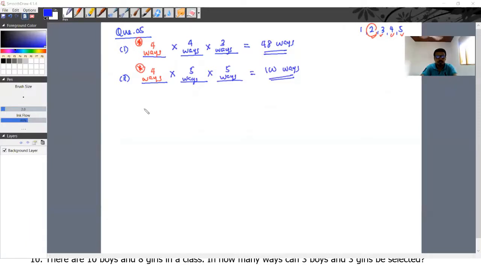For question number 5, part 1, the answer should be 48 ways if the repetition is not allowed, and if the repetition is allowed, part 2, the answer should be 100 ways. So this time you got it correct.